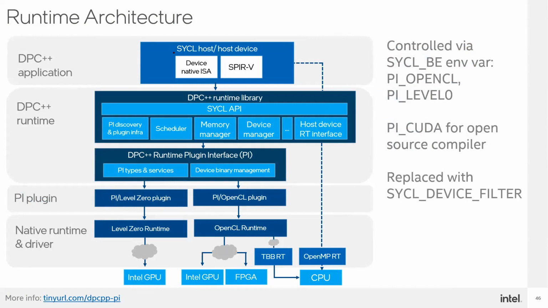At runtime, as we've learned, we may have our host code, right? And we may have a device native ISA, or we may have a SPIR-V. So it's this or this, not both of them together. It's option number one or option number two, depending on which compilation mode we've chosen, right?